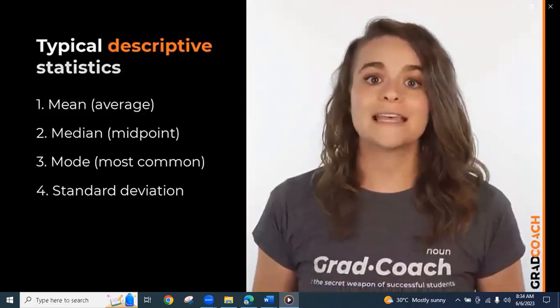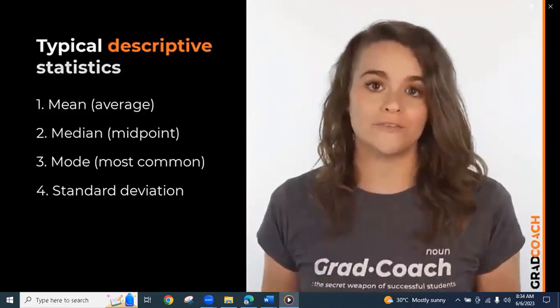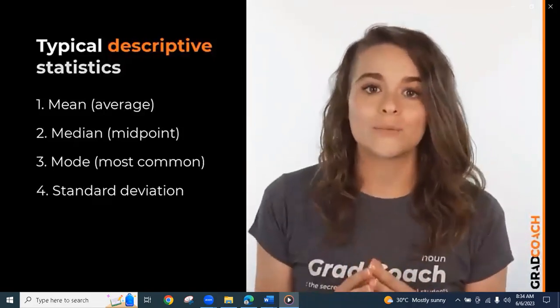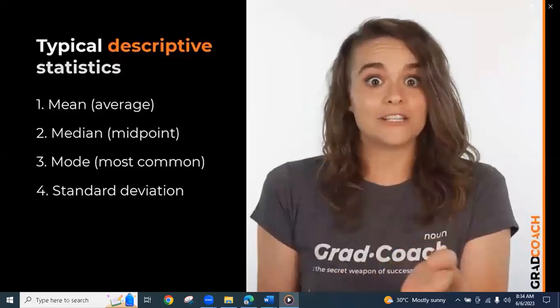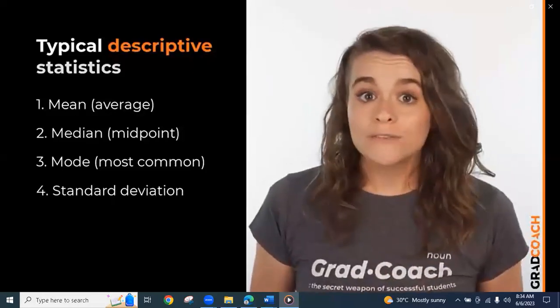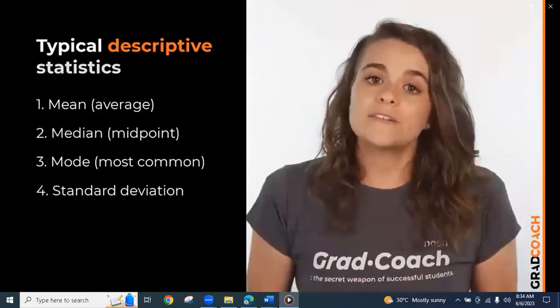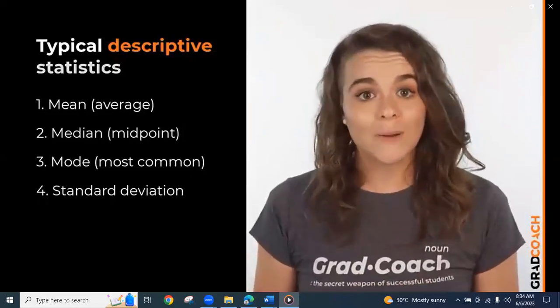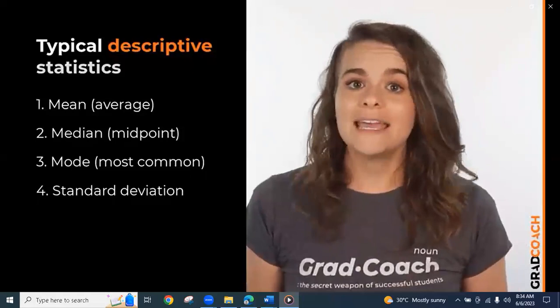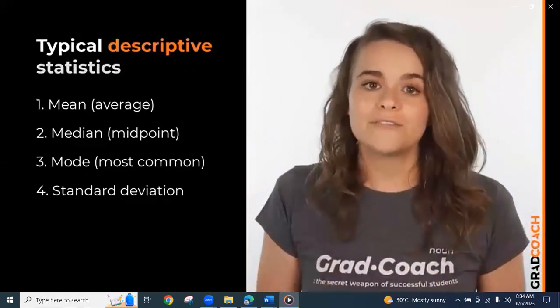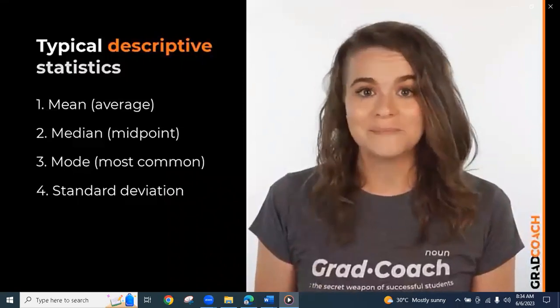This metric indicates how dispersed a range of numbers is. In other words, how close all the numbers are to the mean, the average. In cases where most of the numbers are quite close to the average, the standard deviation will be relatively low. Conversely, in cases where the numbers are scattered all over the place, the standard deviation will be relatively high.